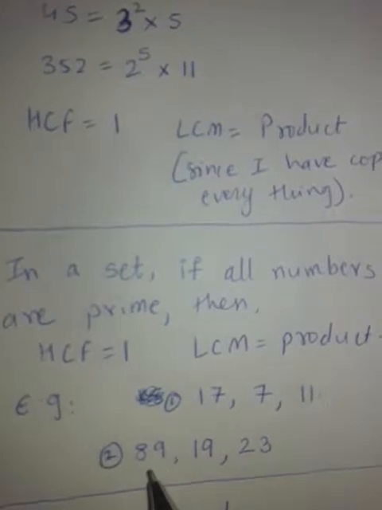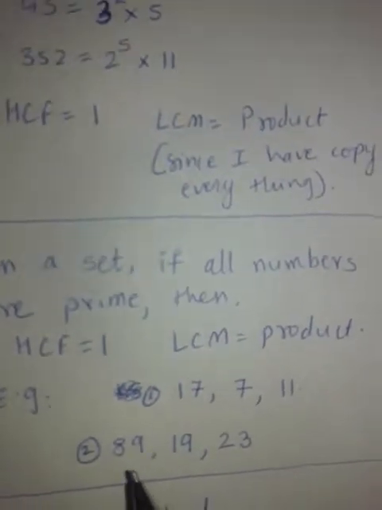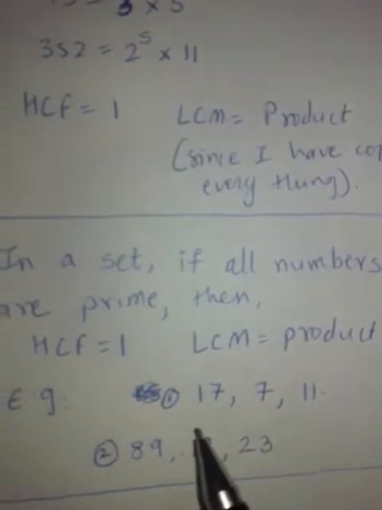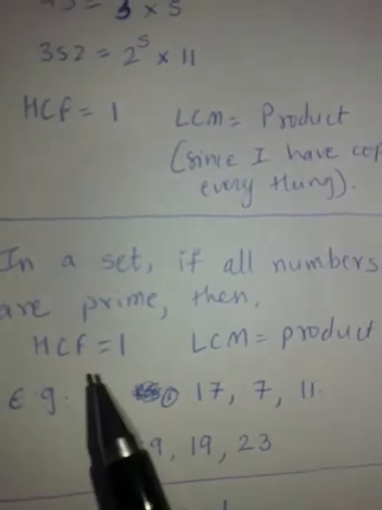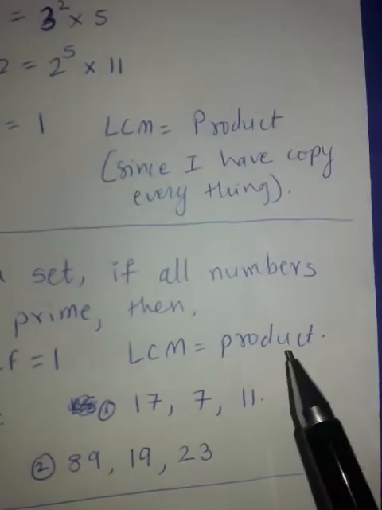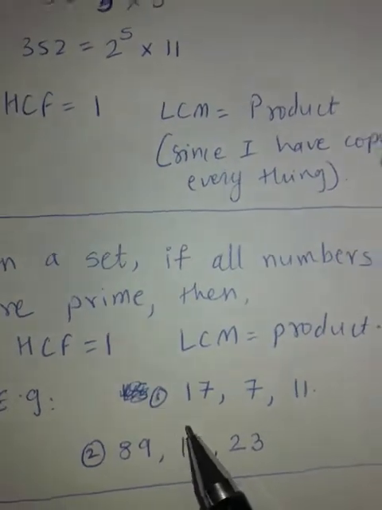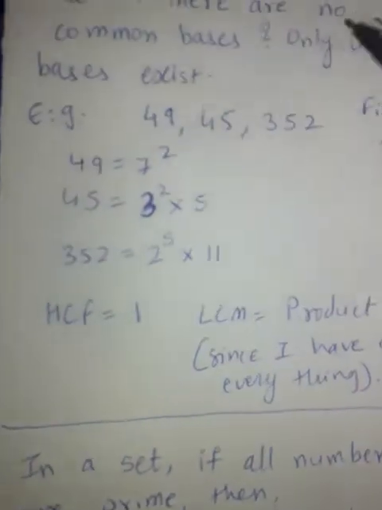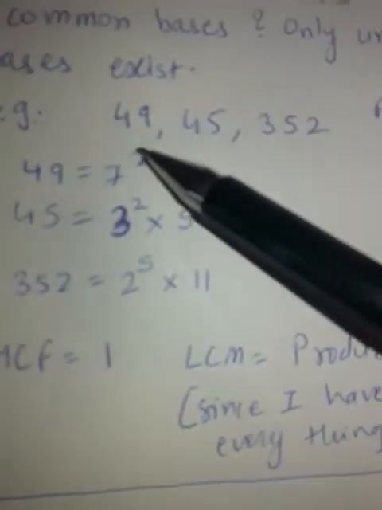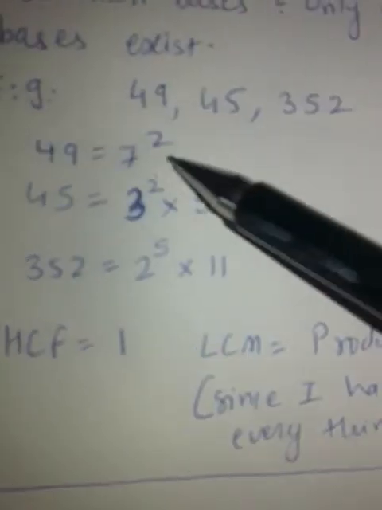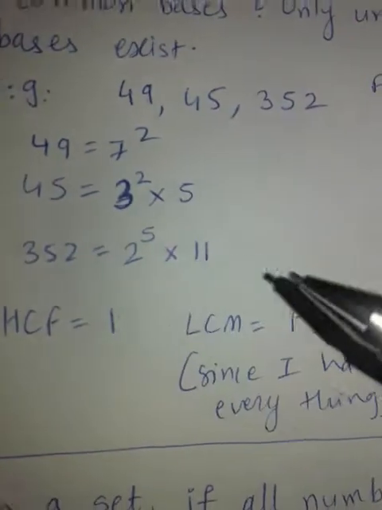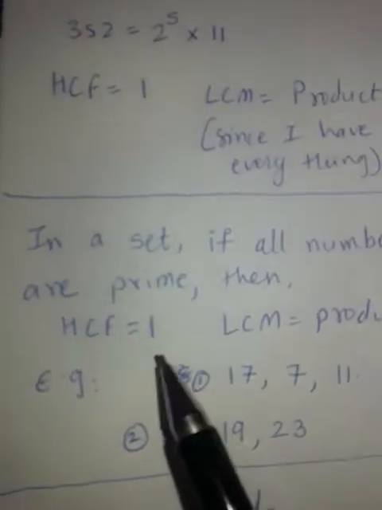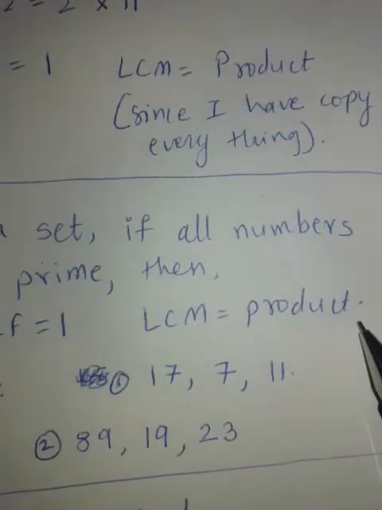Let's see one more example. We are asked to find HCF and LCM of 89, 19, 23. All 3 are prime. See, all should be prime. If all are prime, then their HCF is 1 and LCM is the product. Straight away, you can conclude this: HCF is 1, LCM is the product. Do you understand both these concepts? These numbers are not prime, but there is no common base, so HCF is 1 and LCM is the product. These numbers are prime, so HCF is 1 and LCM is the product.